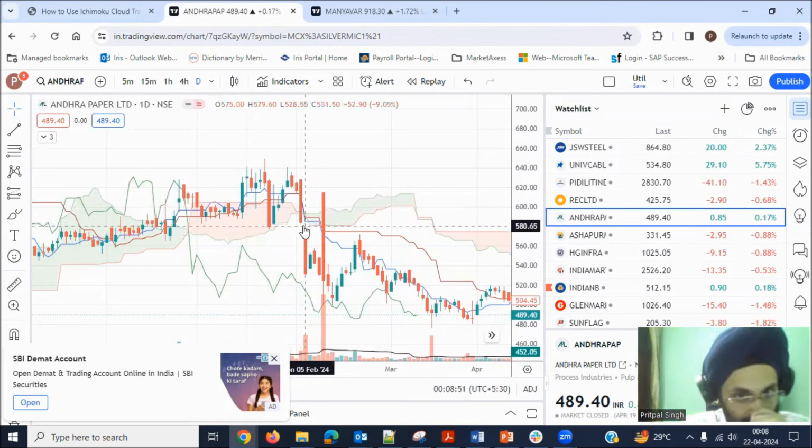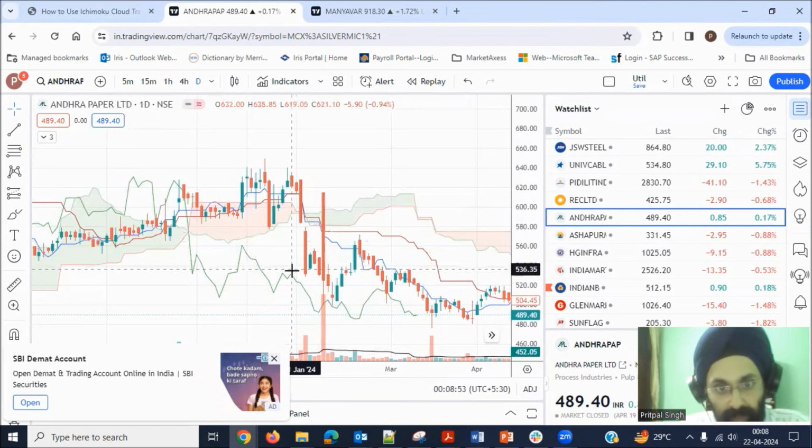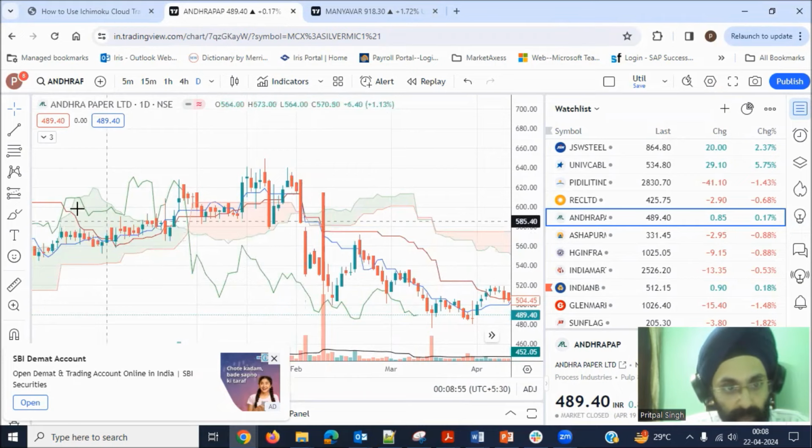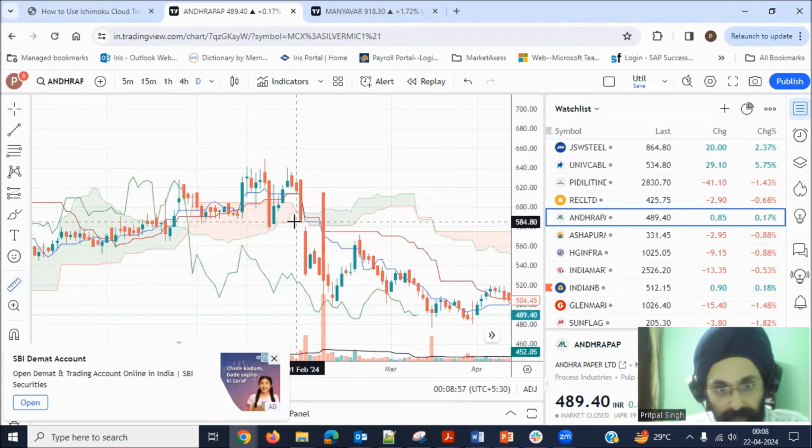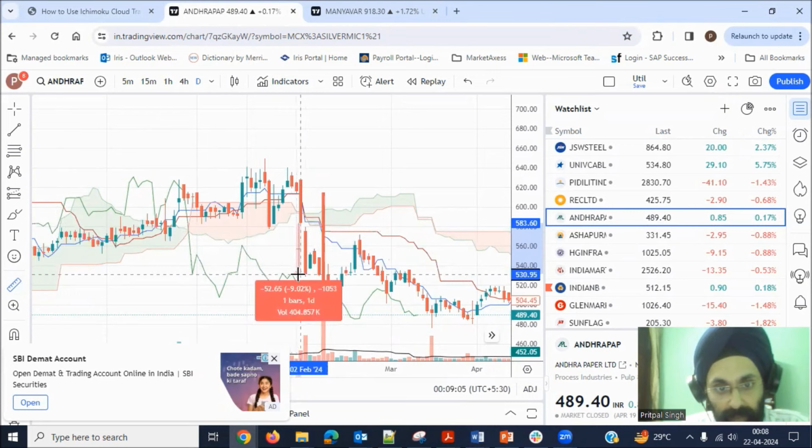After that, the next day itself, there was another huge bearish candle. If someone had entered here, at the closing, within a single day he had the potential to make 9%.